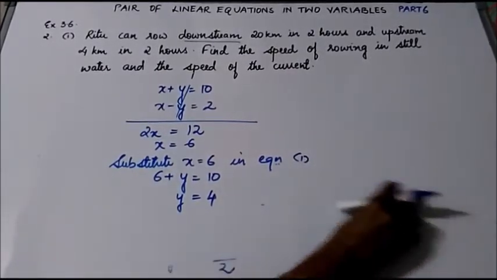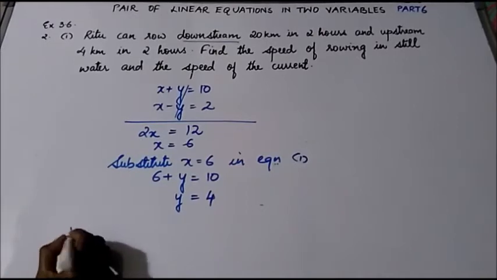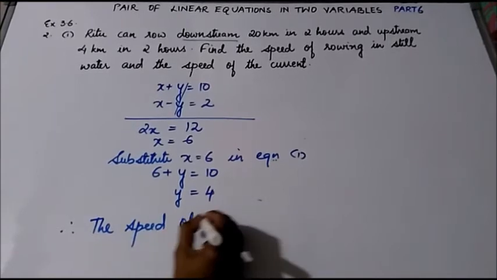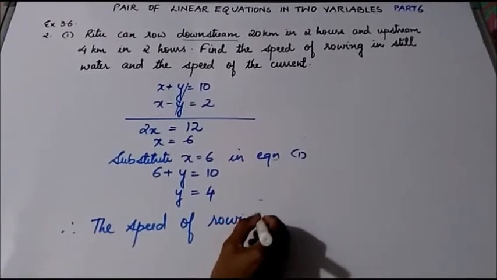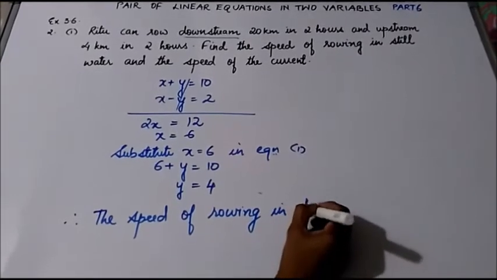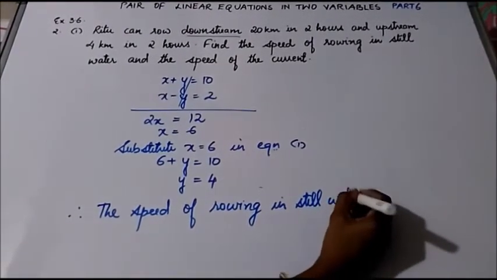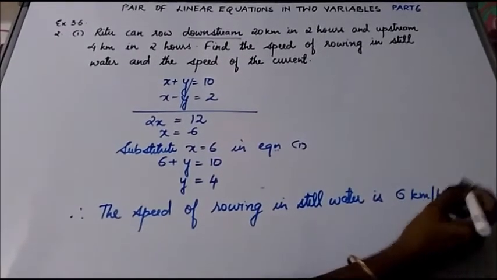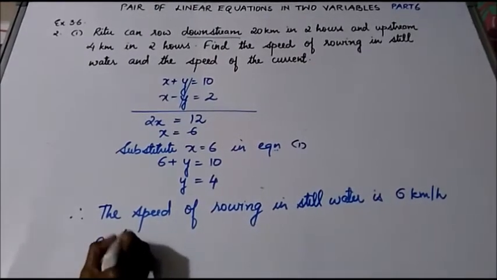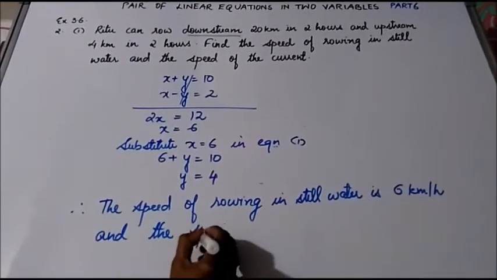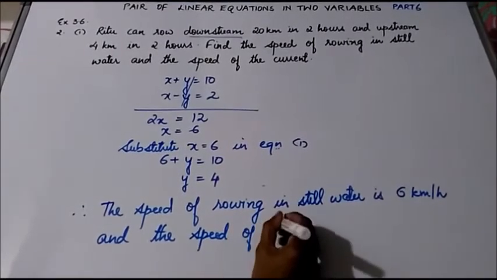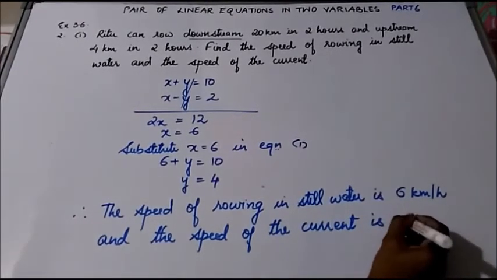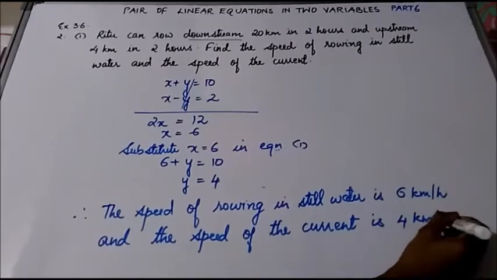What will be the last statement that we will write? Therefore, the speed of rowing in still water is 6 km per hour. And the speed of current is 4 km per hour.